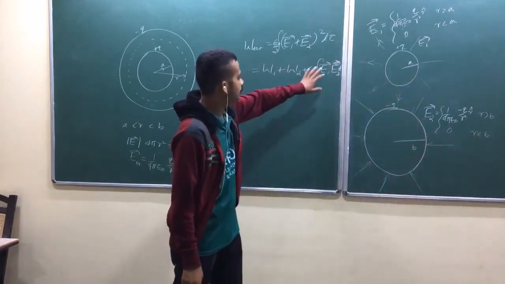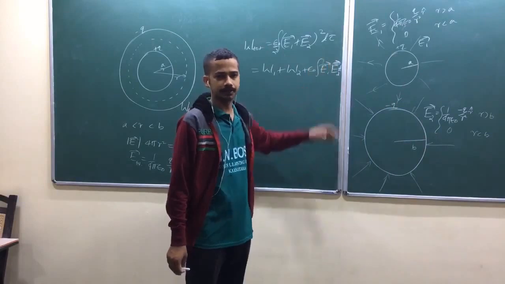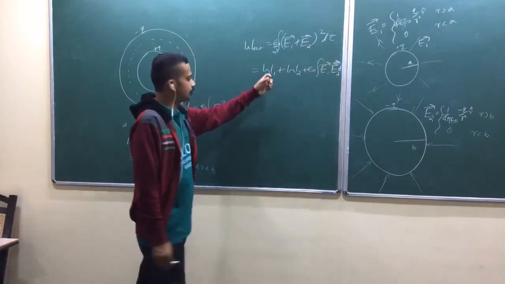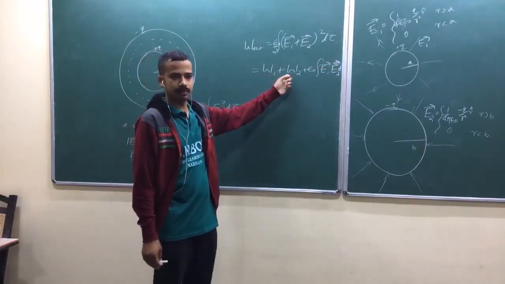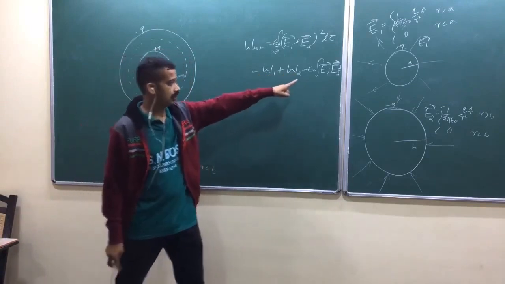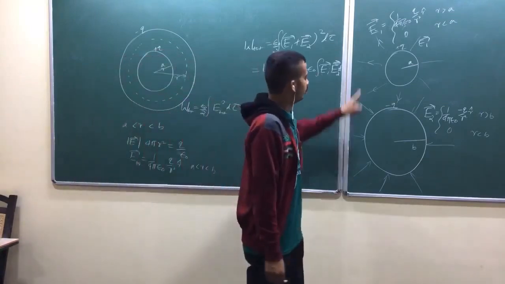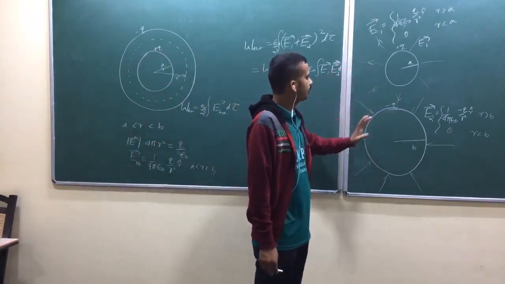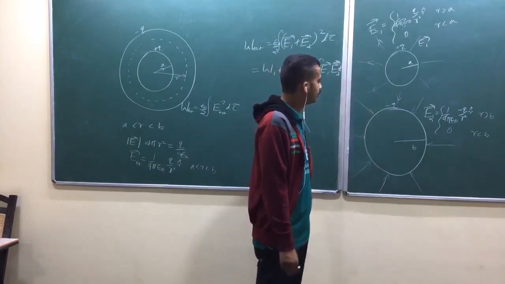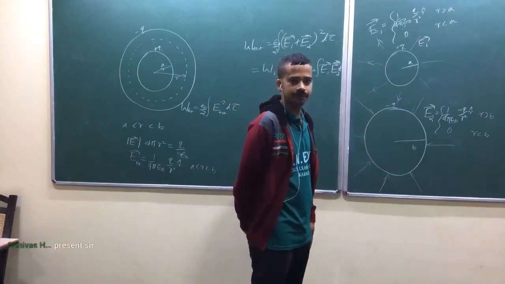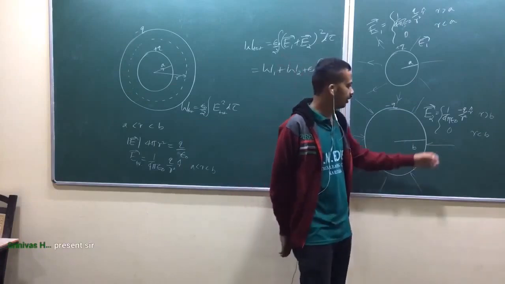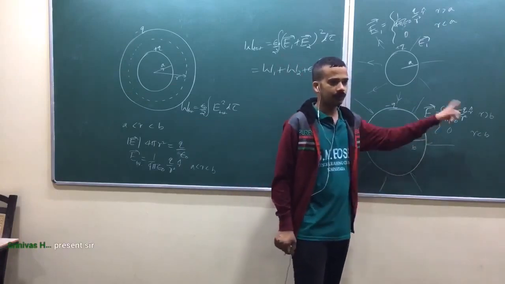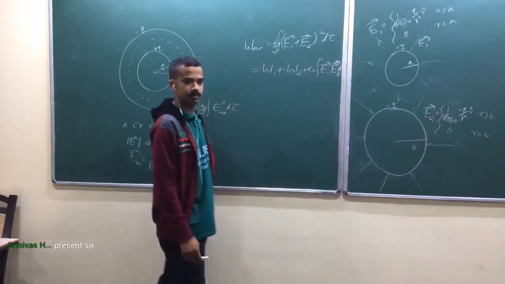Now you have to do this part over all space. You have to do this one over all space, this one over all space, isn't it? You have to do this one also over all space. Now look at here. When you take E1 dot E2, in some region, one of them is 0, which is the region from A to B. From A to B, this is 0. Only after B, this is non-zero.